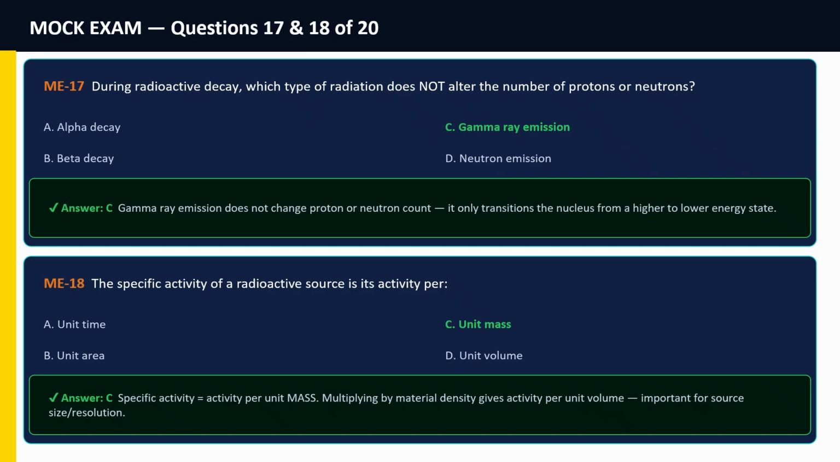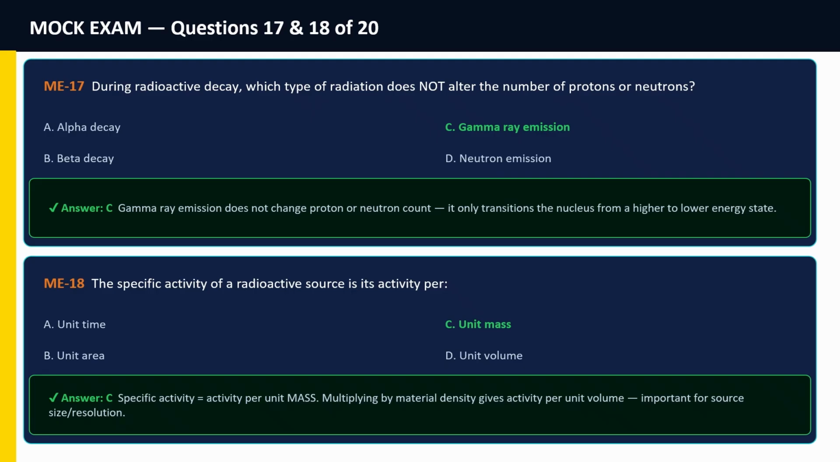Question 18 tests specific activity. Specific activity means radioactive activity per unit mass. This is particularly relevant for understanding why a small physical source can have a very high radiation output. Source dimensions matter greatly in industrial radiography because source size influences geometric sharpness, while activity influences exposure capability.